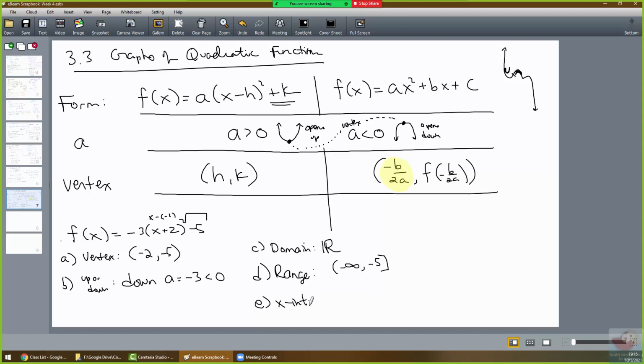Will this graph have x-intercepts? No. Very good. The vertex is below the x-axis. The graph opens down, which means the graph is never touching the x-axis. So, none.